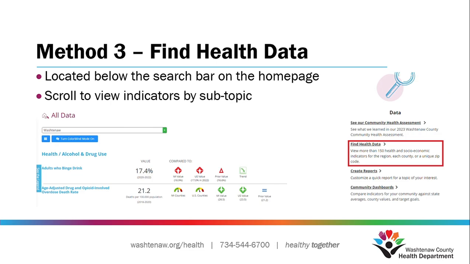The third method is to make use of the Find Health Data page that is linked below Data towards the bottom of the homepage. This allows you to see all 150 plus indicators in the most recently available Washtenaw value on one page. Though using this method and scrolling through all the indicators in this format may not be the most efficient if you're looking for a specific piece of information.